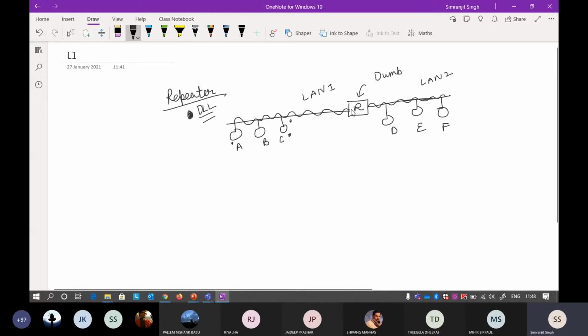If it were an intelligent device, it would have known that the packet was already received by the receiver, that is C, and I do not need to repeat the signal. So that is why it is called a dumb device. Why am I calling this a dumb device? Because it only has a physical layer. So it only deals with ones and zeros. It does not know what exactly these ones and zeros are. It just sees ones and zeros and it just repeats the signal. The purpose of it is very, very similar.